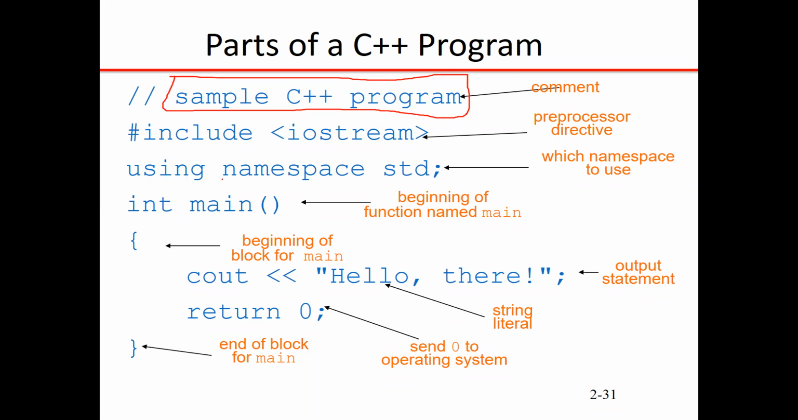The next line is using namespace std. So std is a short word for standard input output. Standard input output means outputs will be shown onto the screen, and input will be taken from the keyboard. The keyboard is the input device and the screen is the output device. So this is called a namespace.